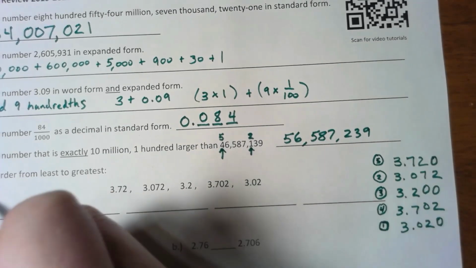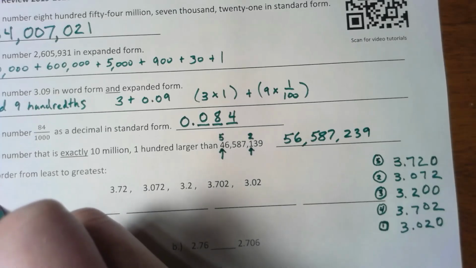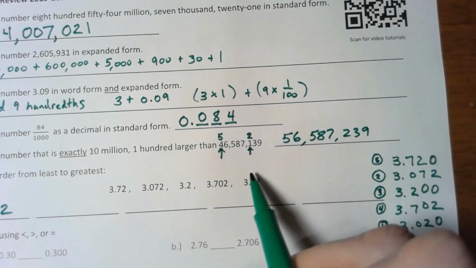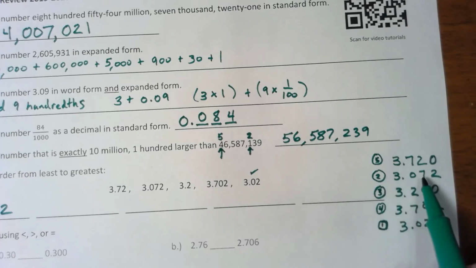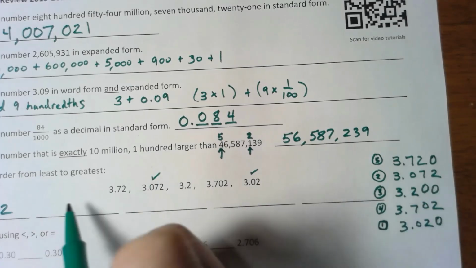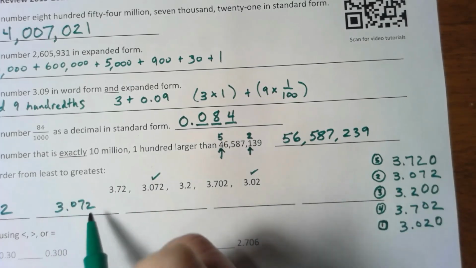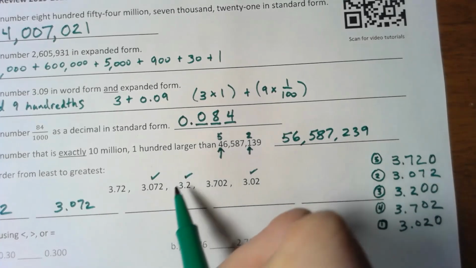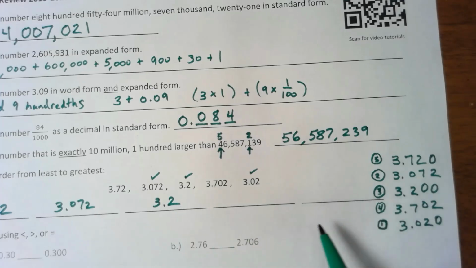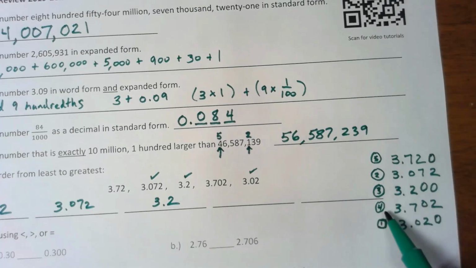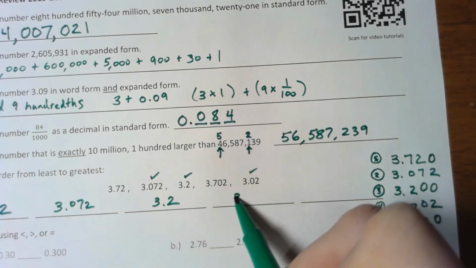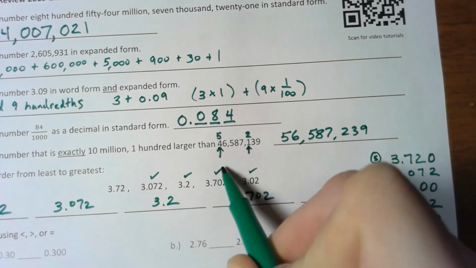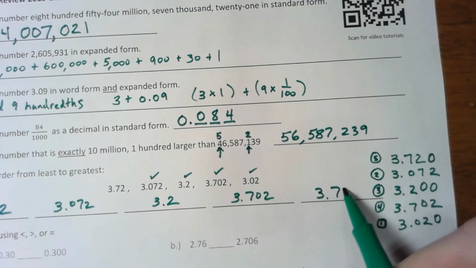Now I just need to rewrite them. So my smallest number was 3 and 2 hundredths, this one. My next smallest was 3 and 72 thousandths. My next smallest was 3 and 2 tenths, this one. Then I had number 4 was 3 and 702 thousandths. And lastly, 3 and 72 hundredths.